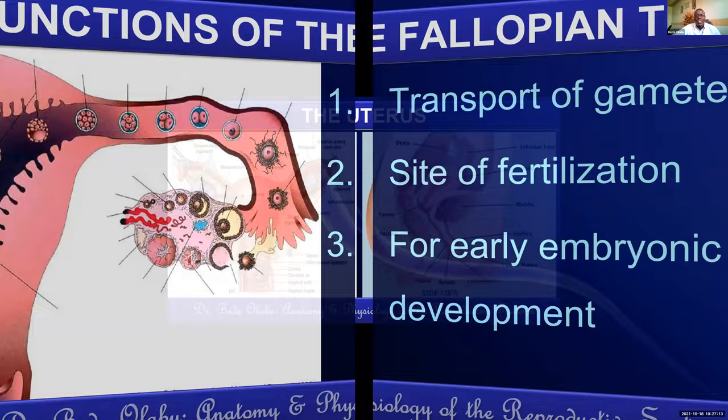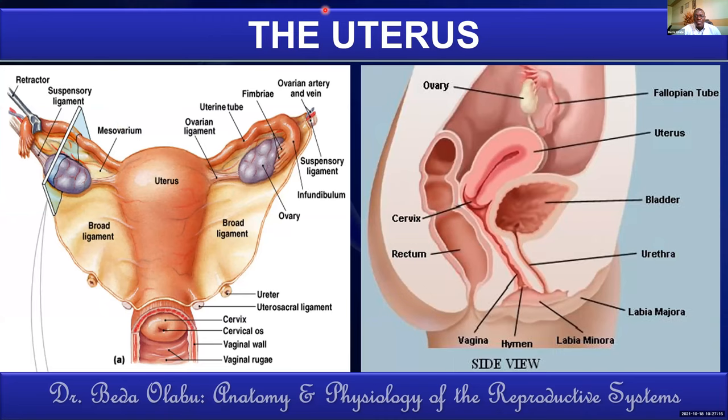Okay, now we can talk about the second component of the female reproductive tract, and that is the uterus. So this is how the uterus looks. Let's start by looking at the gross parts of the uterus. We call that the fundus of the uterus, this one the body of the uterus, and this the cervix.